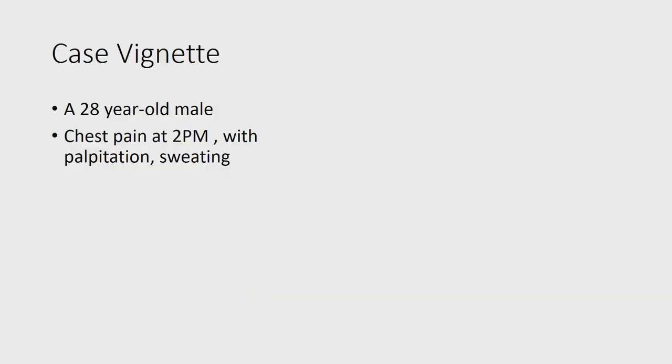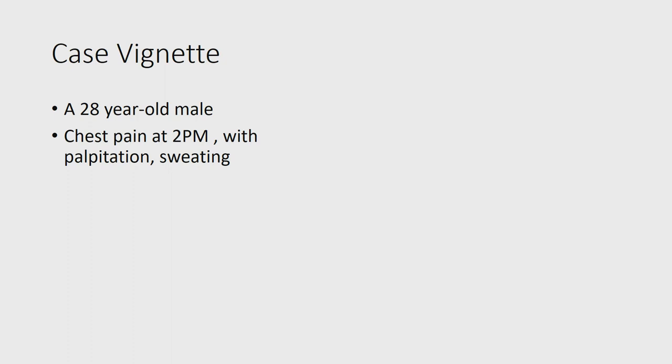So we start with the case vignette. This is a very common scenario we come across nowadays: a 20-year-old male patient having chest pain on the left side, which is radiating to the left shoulder and arm, and he's also having associated palpitation and sweating. And post-COVID, we have seen and also heard news about young patients getting this kind of symptoms.